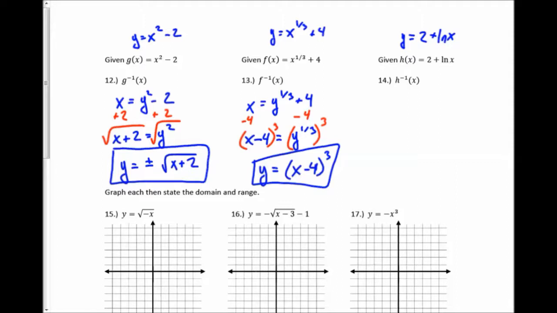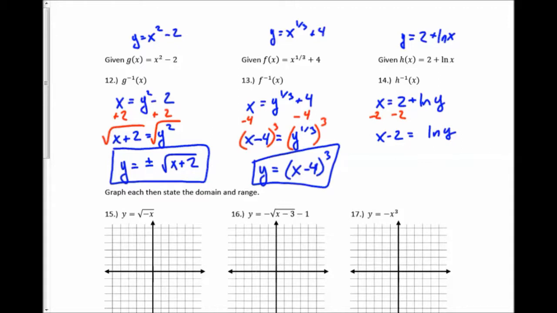In the next one, again, this is like y equals 2 plus the natural log of x. I'm going to switch the x and the y, so I'm going to rewrite this as x equals 2 plus the natural log of y. And now I'm just going to solve for y again, so I'm going to subtract the 2 from each side. So I end up with x minus 2 equals the natural log of y.